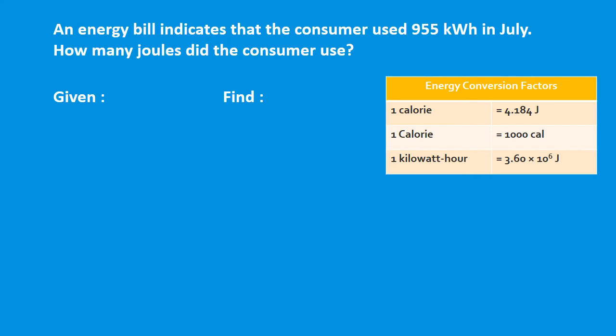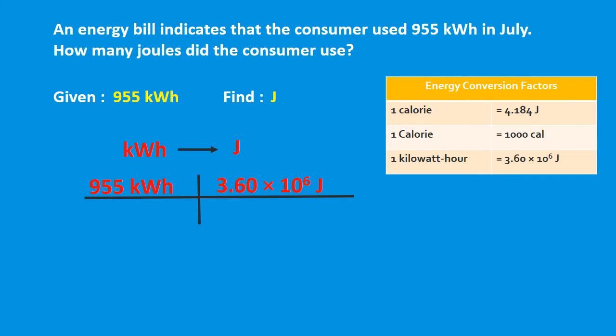Let's look at one with an energy bill using kilowatts. If an energy bill indicates that the consumer used 955 kilowatt hours of energy in July, how many joules did the consumer use? So we look at what we're given and what we want to find. We want to go from kilowatt hours to joules. So we start with our given 955 kilowatt hours.